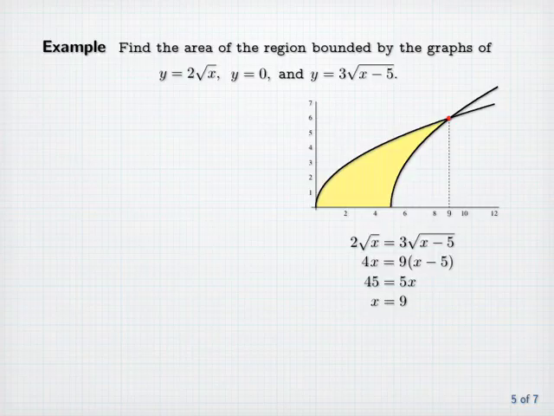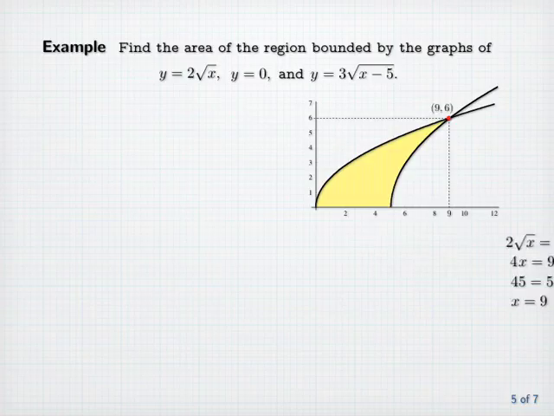For the y-coordinate there, we could go back to either of the two functions. The simpler of the two is 2 times the square root of x, so we have 2 times the square root of 9, or 6, for the y-coordinate.